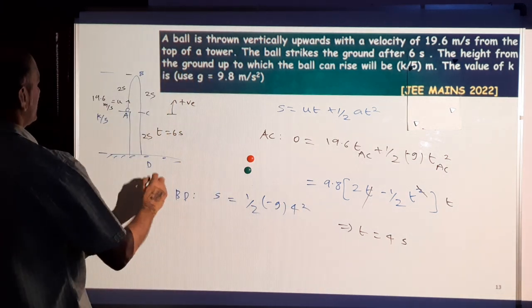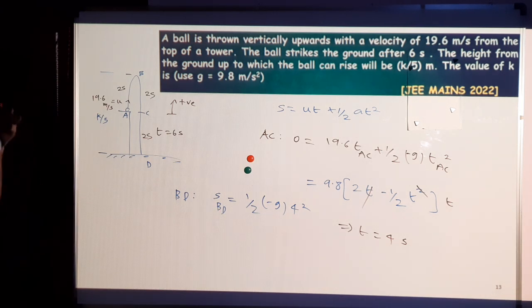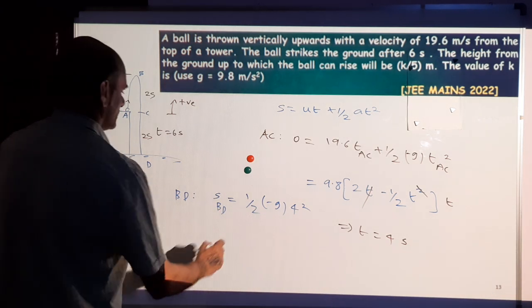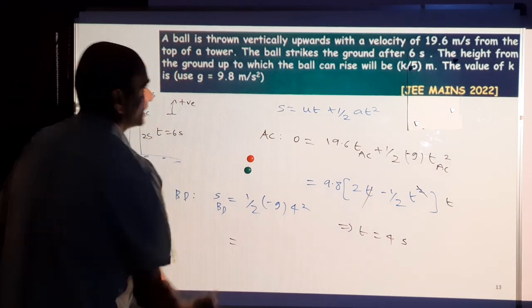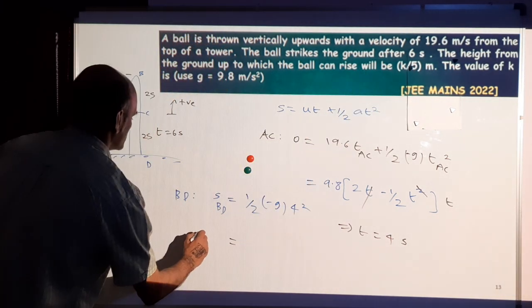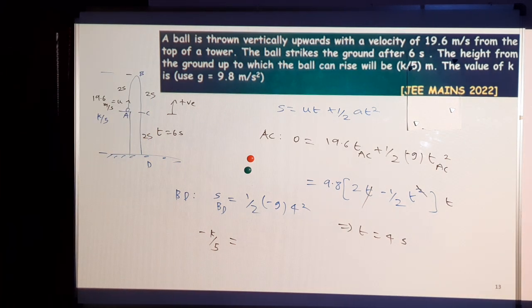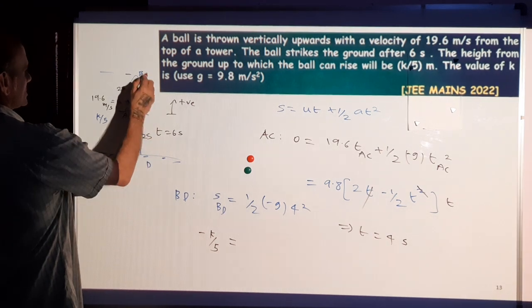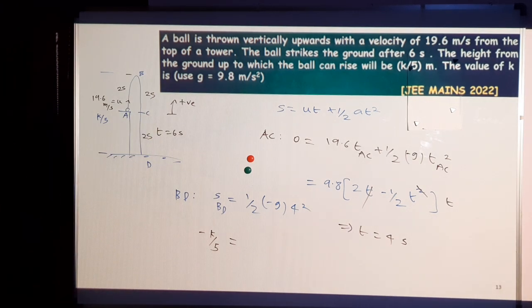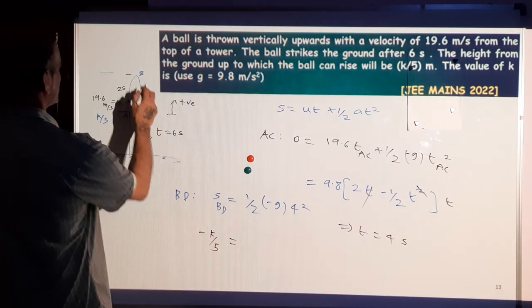And this S is between B and D. In the upward direction, this displacement is negative. And the value of it is given as k by 5. So displacement is minus k by 5, because height is a positive quantity, which is given as k by 5. With this as reference, this downward displacement is negative. And for this, I'm choosing this as origin.